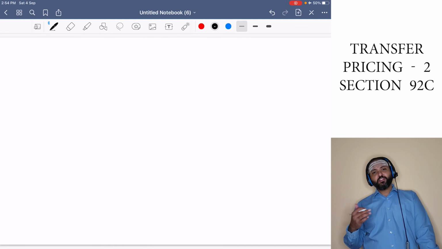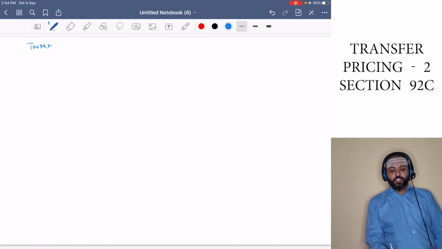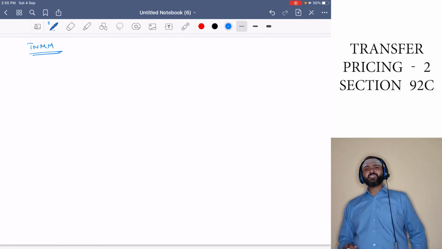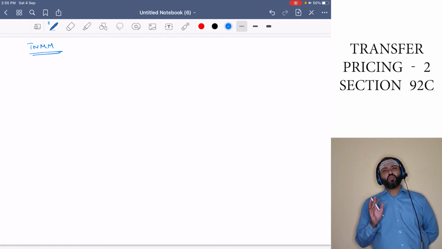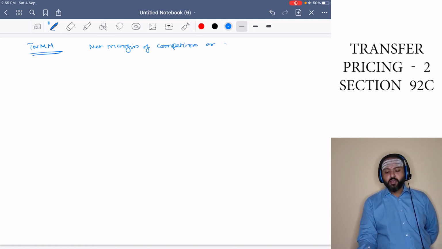Then the fifth method and the final method is called as transactional net margin method. This transactional net margin method is the most commonly used practical method. So what they will do is they will ascertain the net margin of competitors or comparable companies.